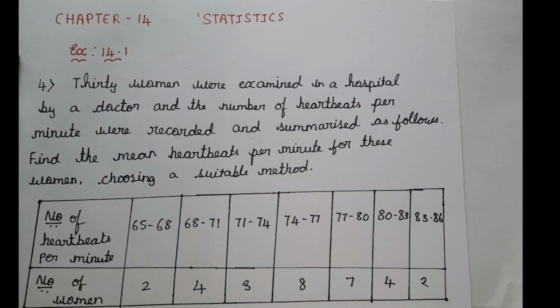So guys, now let us look at the numbers. The numbers are literally big, isn't it? Since the numbers are big, I'm going to solve it by the assumed mean method. Why? Because I told you guys, if the numbers are big, solve it by assumed mean method. If the numbers are small, you can solve it by direct method.